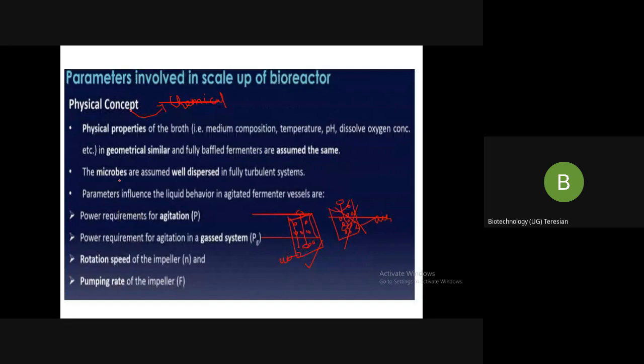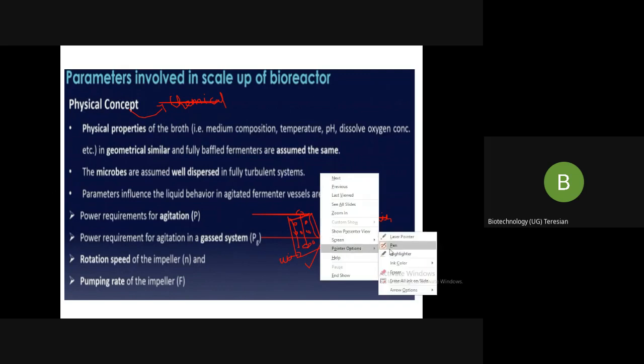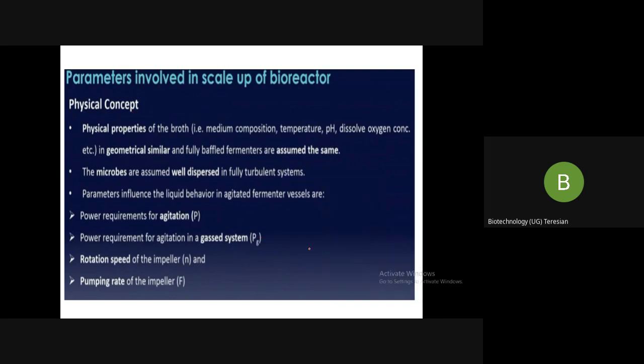So even under these conditions, your microbes should be well dispersed. Only then can the substrates freely interact with the microorganism and give the product that is needed. Now, the parameters that influence the liquid behavior of the agitated vessel. So what are the parameters that influence the liquid behavior in the agitated fermenter vessel? These are the following parameters.